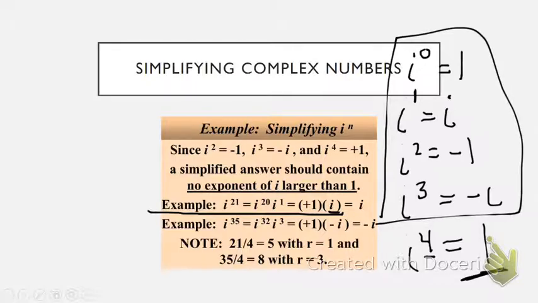In this case, we have 4 times 5 will give you 20. That gives you a remainder of 1. Now, in my class, I said if you have a remainder of 0.25, okay? That tells me you have i to the first power, and that tells me it will simplify down to merely i.